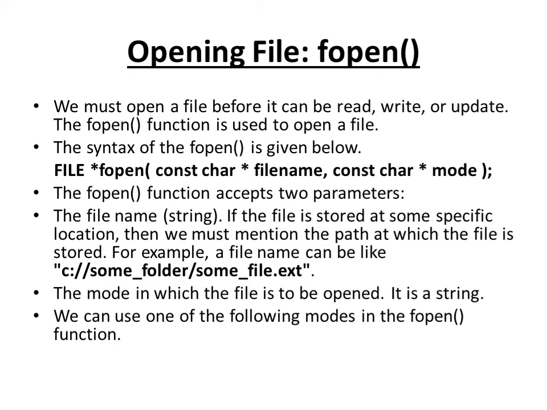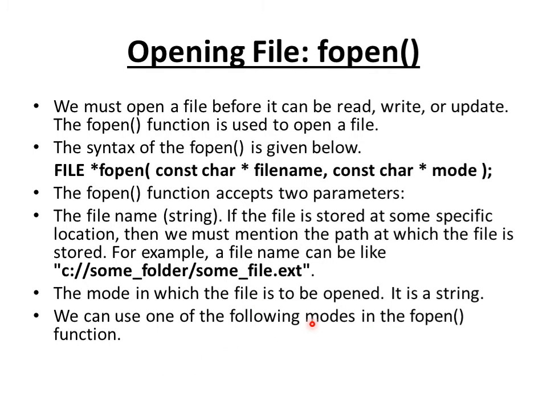For example, if you stored it somewhere in the disk, you should mention the path, that is C colon, the path in the C drive, some underscore folder. This is the main folder. In that folder, some underscore file dot ext. This is the file. The mode in which the file is to be opened is a string.